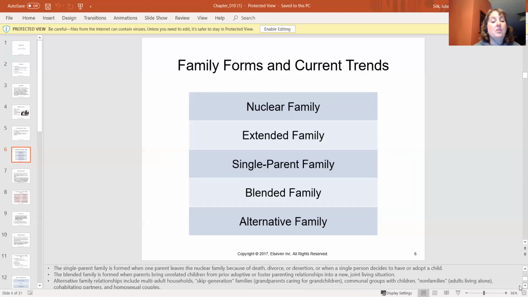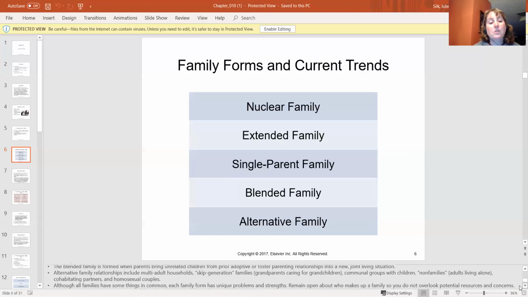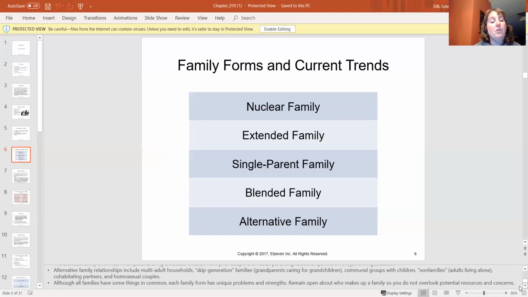Alternative family relationships include multi-adult households, skip generation families where grandparents are caring for grandkids, and then there are also communal groups with children and non-families cohabitating together, and there are also homosexual couples. Although all families have some things in common, each family form has unique problems and strengths. Remain open about who makes up a family so you do not overlook potential resources and concerns.